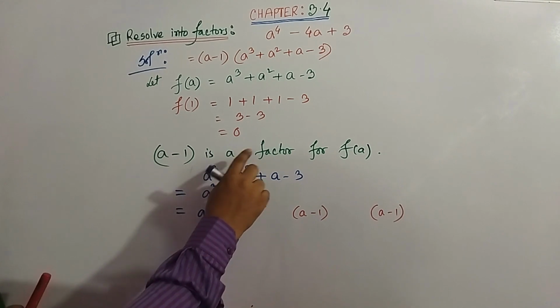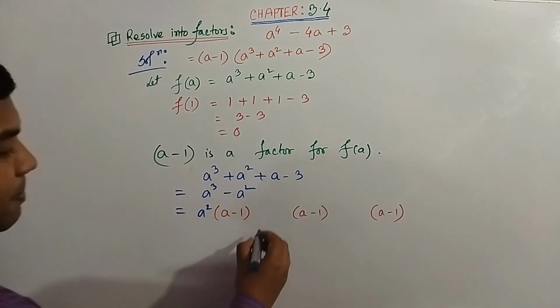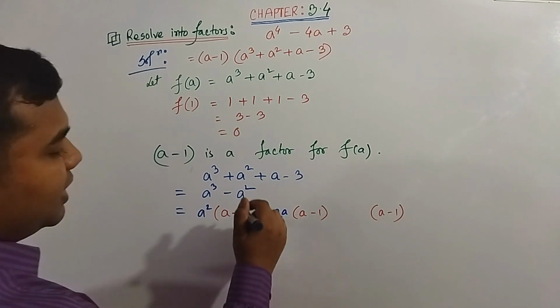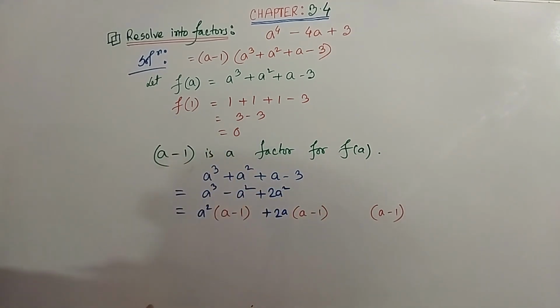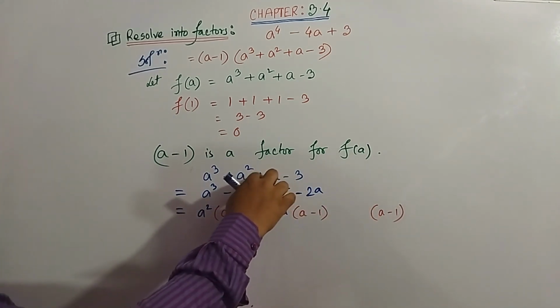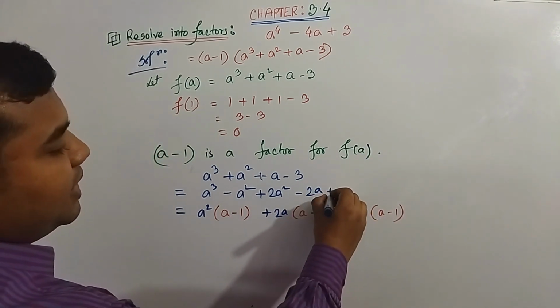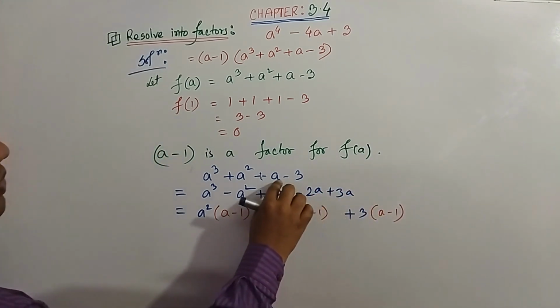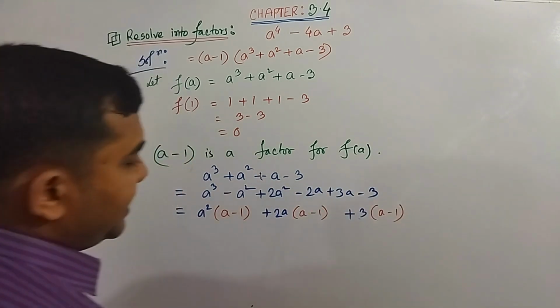But we need actually plus a square, isn't it? So if we need plus a square, that's why we have to calculate here plus 2a, so plus 2a square. Now it balances, then 2a, so it will be minus 2a. For balancing or getting plus a, we have to go for plus 3. So plus 3a minus 2a will be plus a. Then plus 3 into minus 1 will be minus 3.